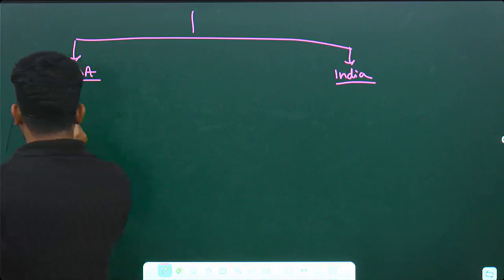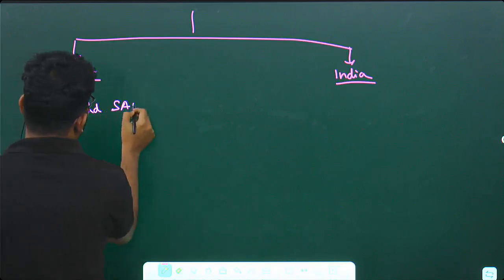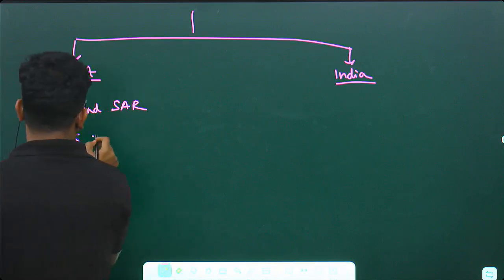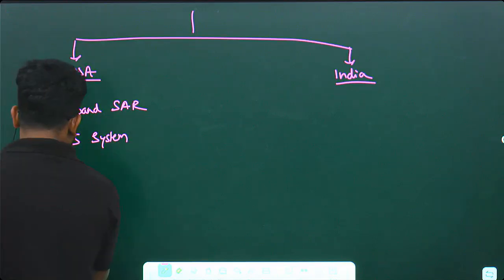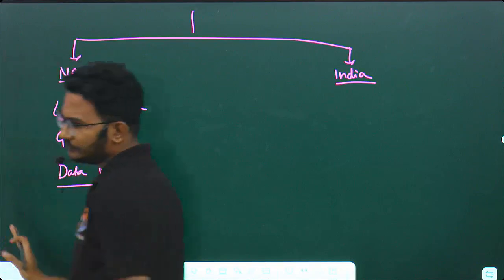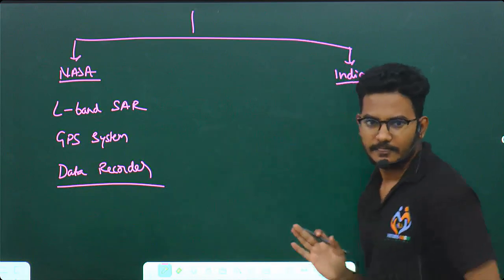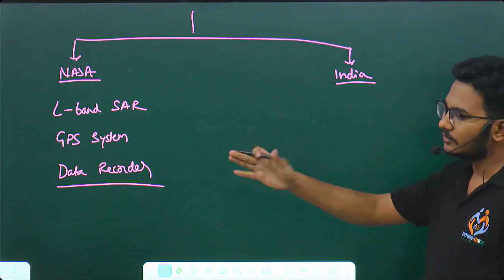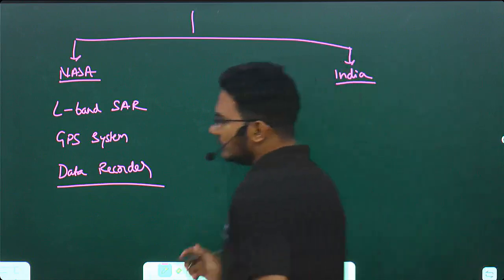So NASA: L-band synthetic aperture radar. And GPS will be provided by NASA. And then the data recorder will be by NASA. These three are the contributions of NASA. So what are these things? Leave it. Later you'll understand everything. Once I'm done with these science and tech lectures, there is no single term that you won't understand. Everything you'll understand, but at the right time.